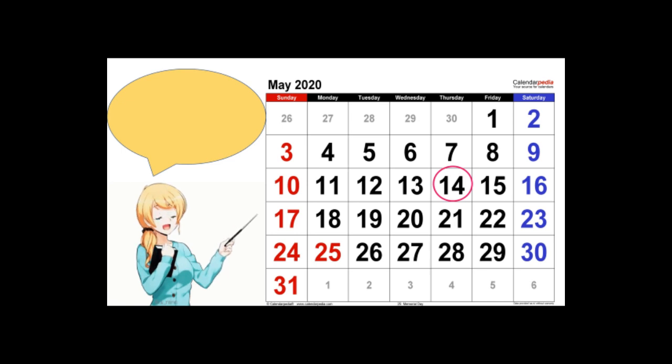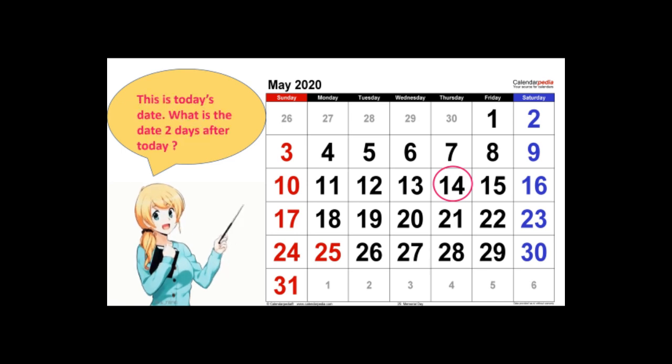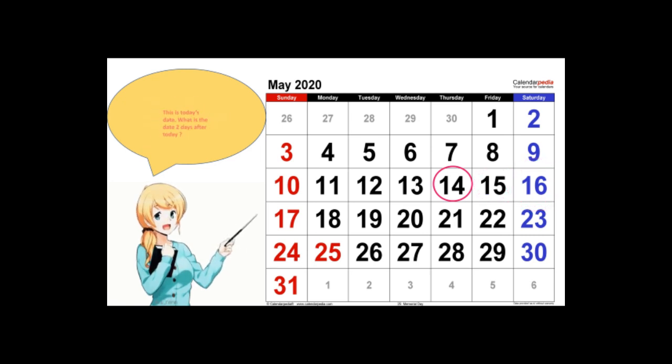This is today's date. What's the date 2 days after today? After, you have to move forward. 1, 2. This is the date 2 days after today. What is the date? Yes, 16th.